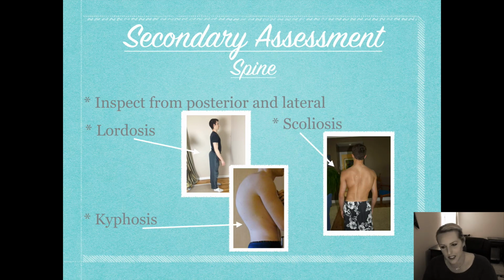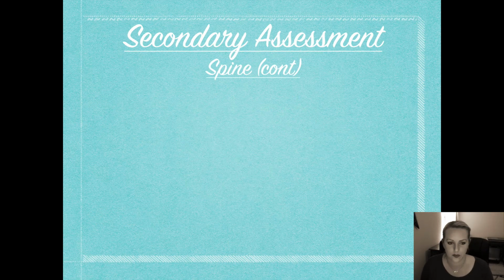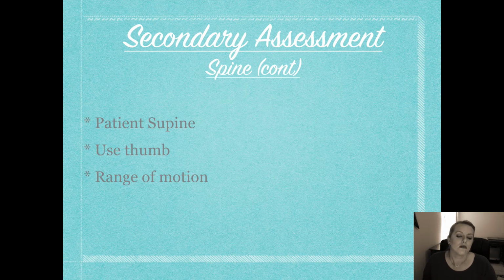On your scoliosis patients, when they lean over, like to try to touch their toes, one side of their body is going to be higher than the other one. This is usually best done when the patient is supine, is what your book says, but not really sure how you're going to do that.